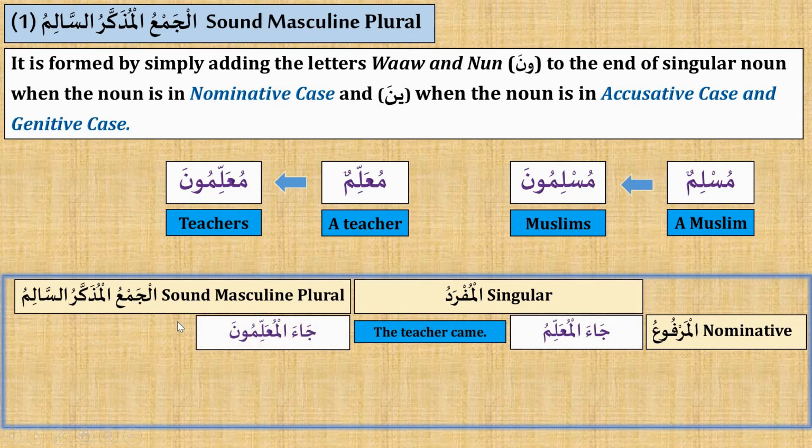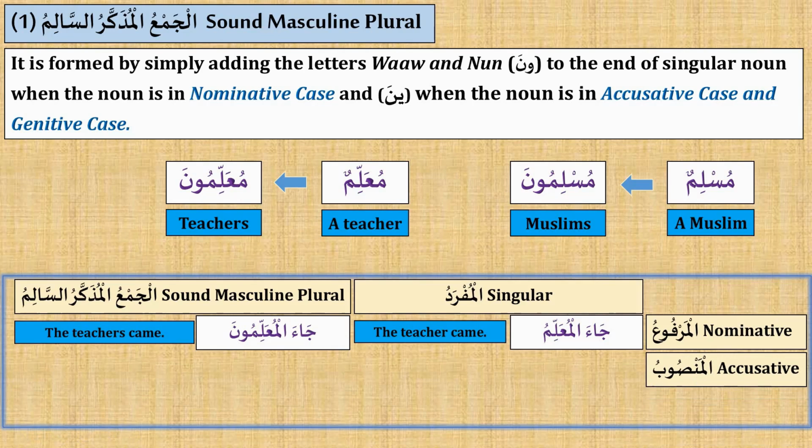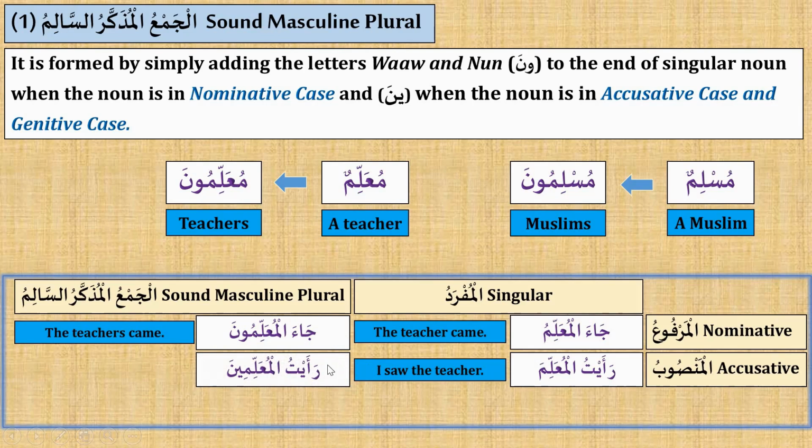And the plural form is ja al-muallimuna, the teachers came, the male teachers came. It must end with waw and noon. The next case is al-mansub, accusative case, when the noun ends with fatha. رأيت المعلمة, I saw the teacher. In this case, the plural must be رأيت المعلمين, I saw the teachers. It must end with ya and noon.